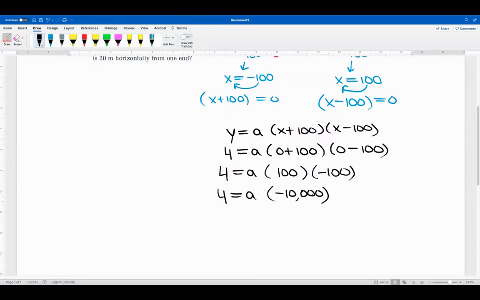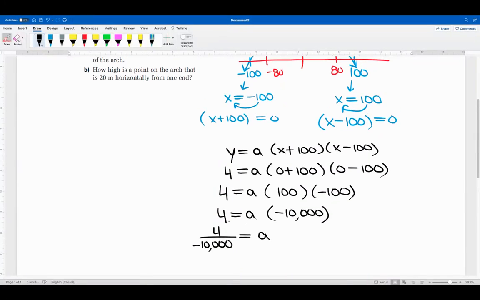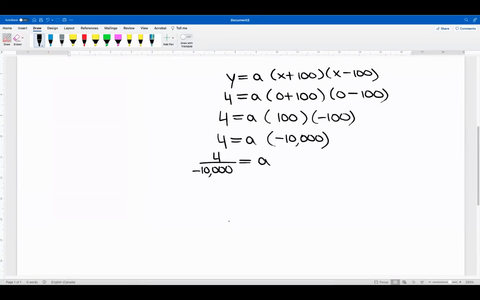I believe. Yeah, I'm not crazy. It's negative 10,000. And then we can move that negative 10,000 over by dividing both sides by negative 10,000. And that's our a value. So our equation looks like this right now: 4 over negative 10,000 times x plus 100, x minus 100.